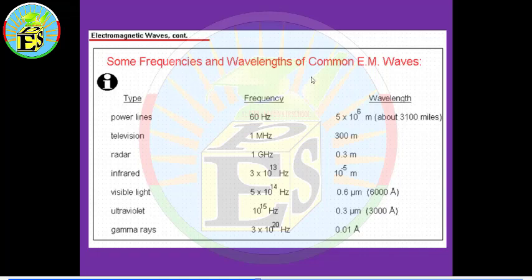Some frequencies and wavelengths of common EM waves. EM is the abbreviation for electromagnetic. Type: power lines, the power lines in our house. The frequency is 60 Hz, between 50 and 60 Hz. Its wavelength equals 5 × 10^6 meters, about 3,100 miles. Television: 1 megahertz. M means million, so this is 1 million hertz. Its wavelength is 300 meters.